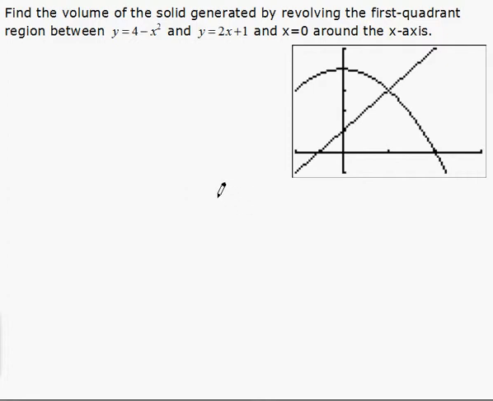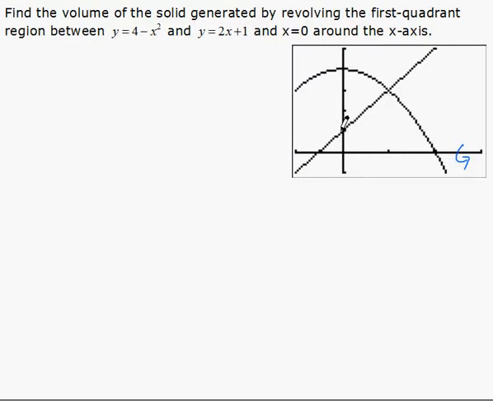In the following example, we're asked to find the volume of the solid generated by revolving the first quadrant region between y equals 4 minus x squared and y equals 2x plus 1 and x equals 0 around the x-axis. So the region we're looking for in this case is in here, and we're rotating around the x-axis. So we're going to take this around the x-axis.